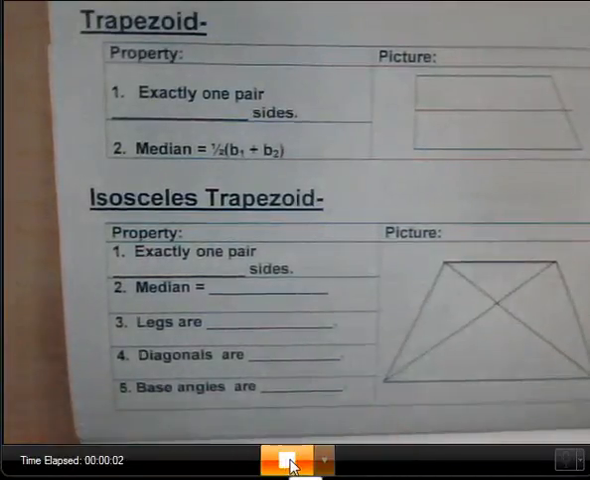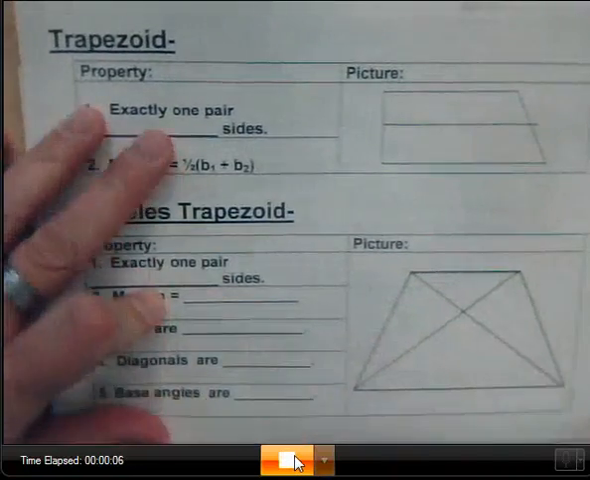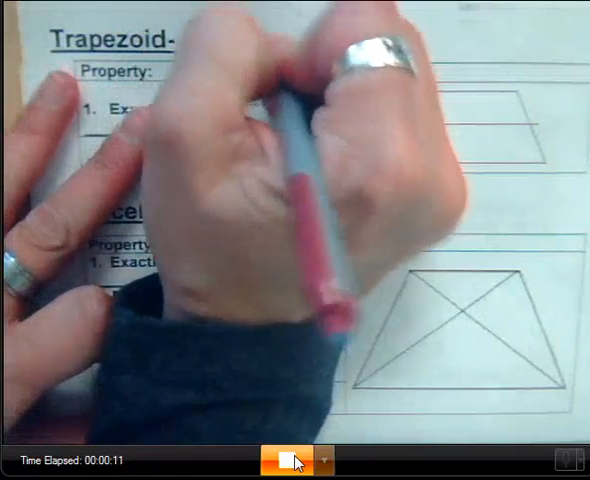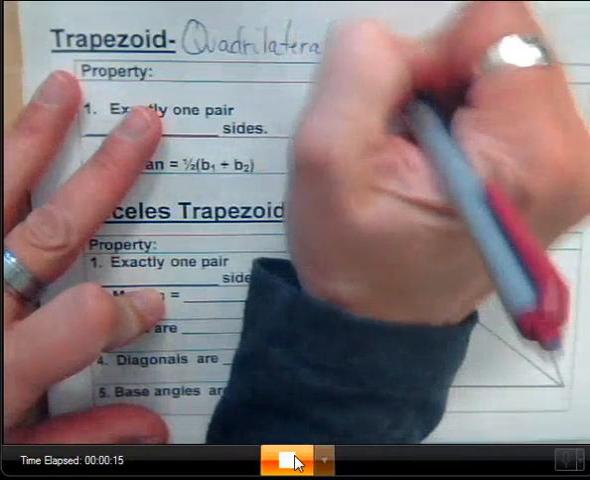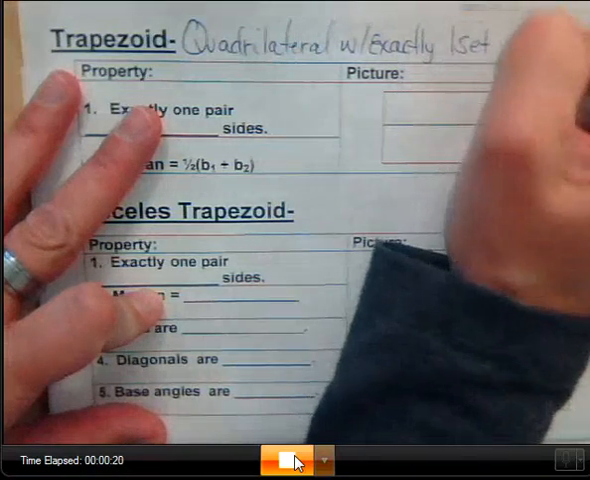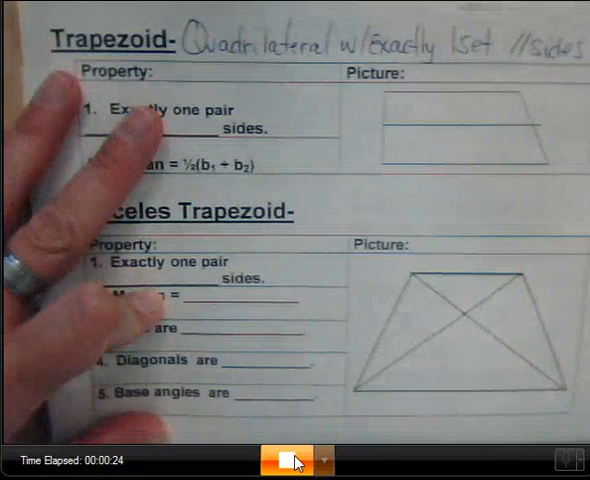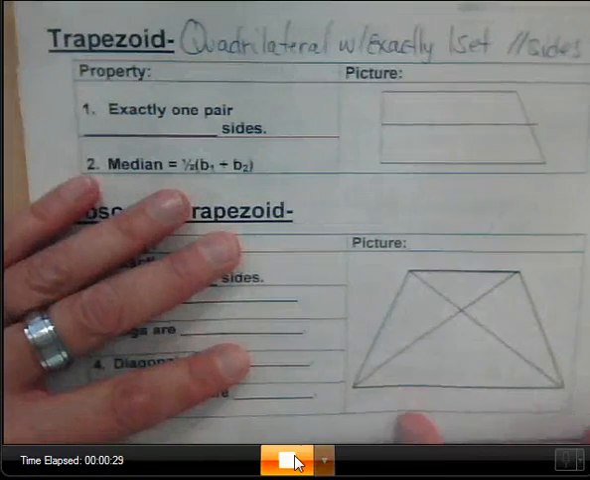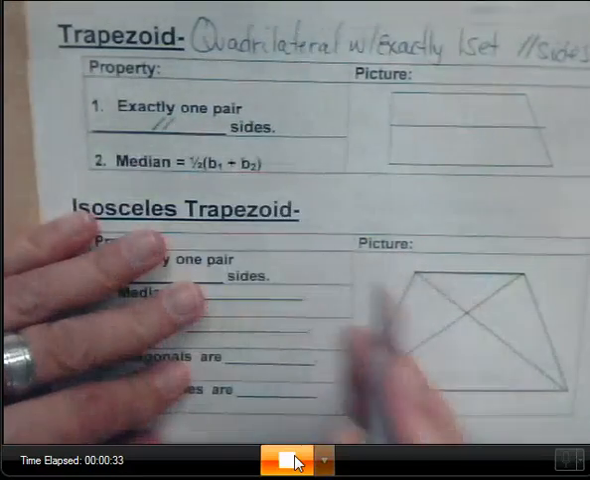Okay, so for trapezoids, the definition of a trapezoid is a quadrilateral with exactly one set of parallel sides. So we have exactly one pair of parallel sides.